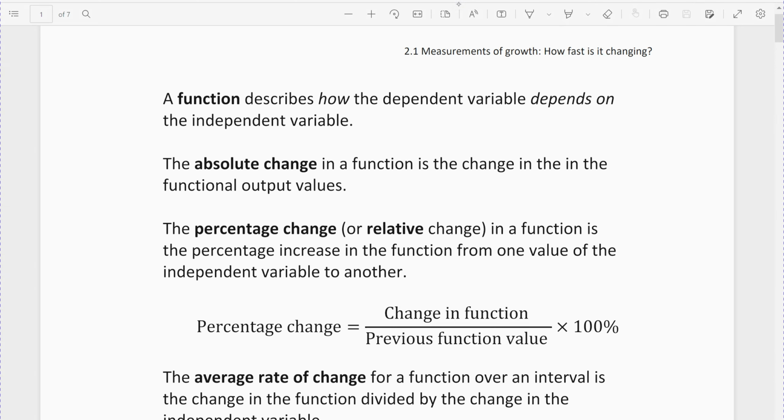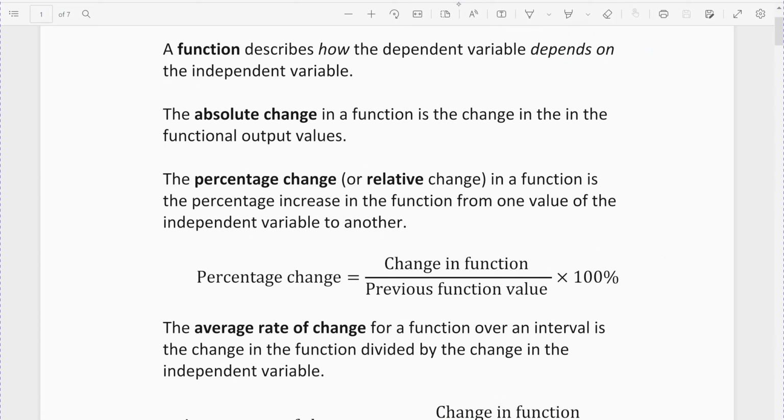Alright, so 2.1, so we're starting chapter 2. 2.1 is measures of growth. And 2.1 is specifically looking at changes. We're looking at the exact change, the percent change, and then the speed, how fast it's changing. And they're all different changes, and they describe it in different ways.